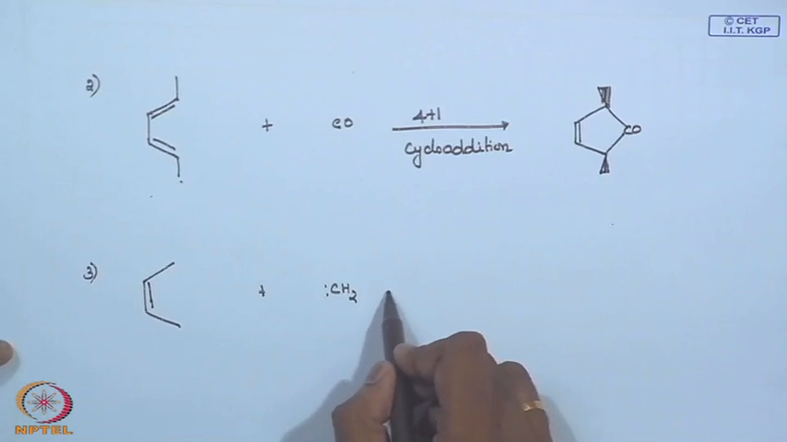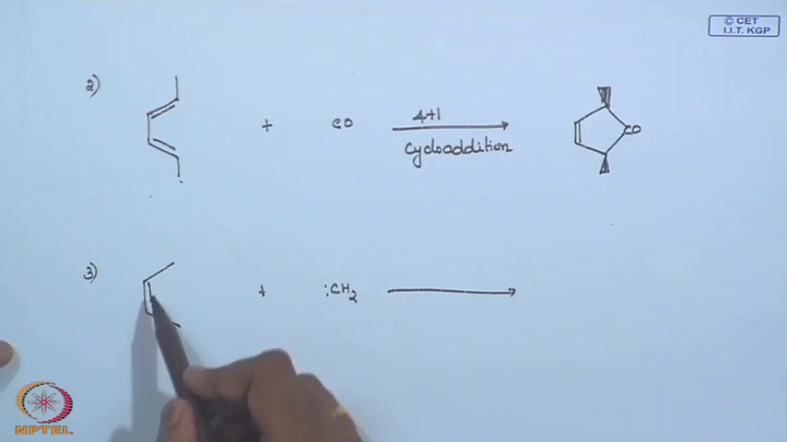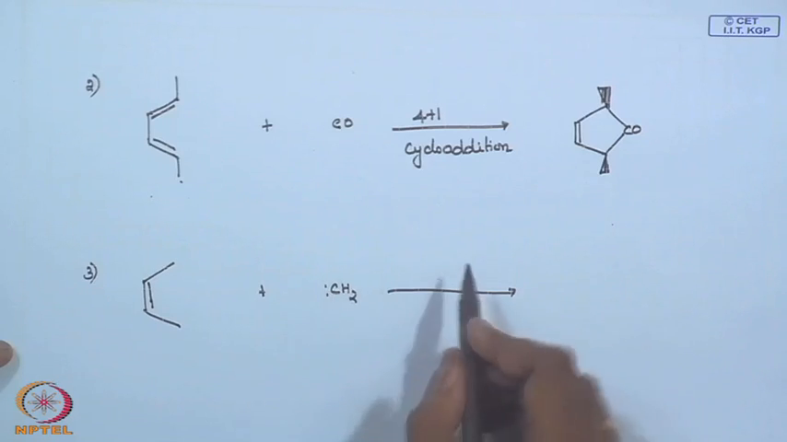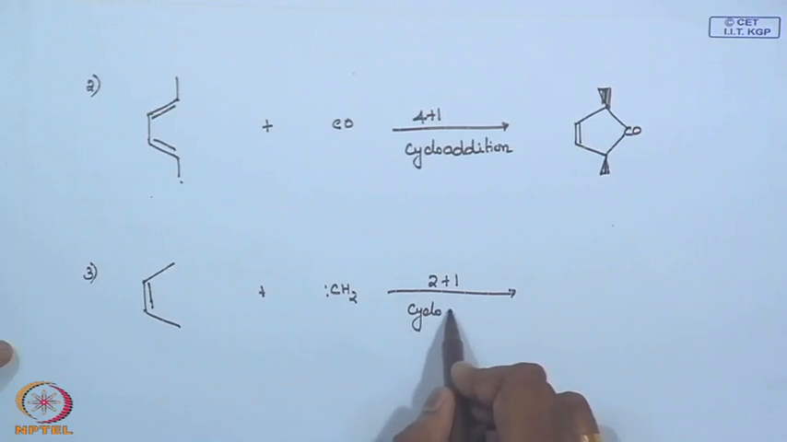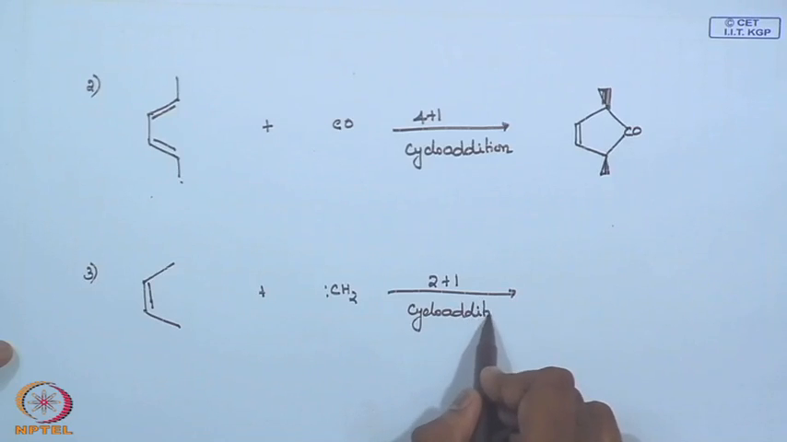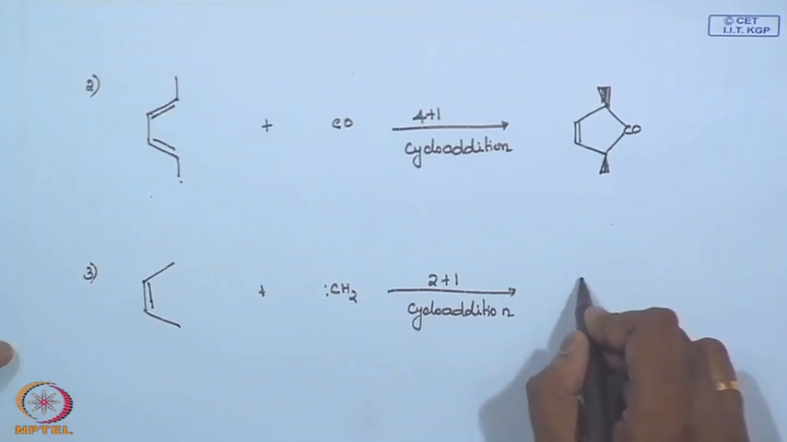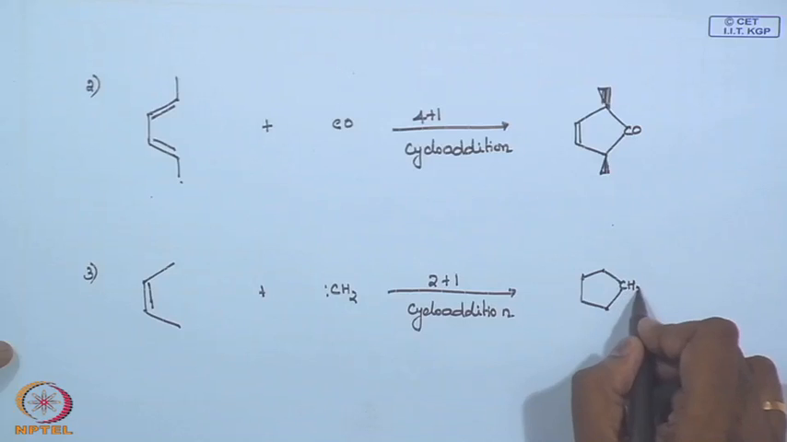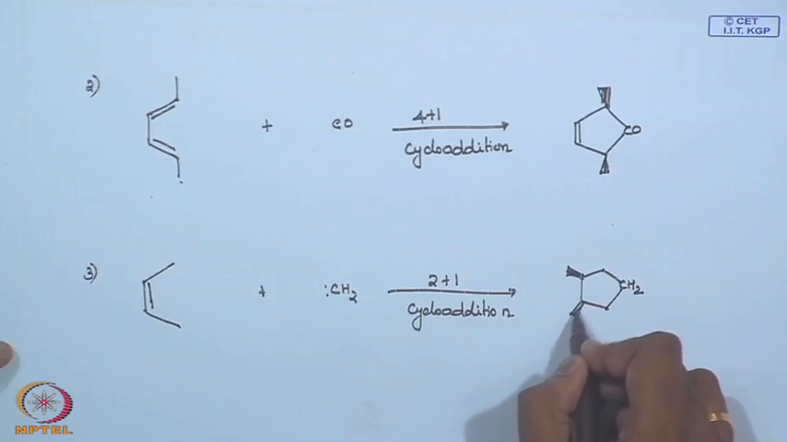Now, if I see this again, I am going to do 2 and here 1. So, it is a 2 plus 1 cycloaddition in this case, and I can get this. So, just a carbene addition which you have studied in detail. So, you get this product.